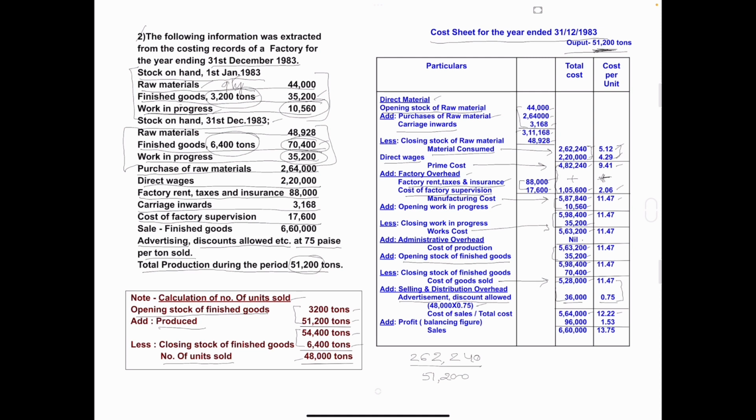In every problem, either they will give you information related to profit or information related to sales. In this problem, they have given information related to sales. See, sale of finished goods is 6,60,000. See in the problem, sale of finished goods is 6,60,000. So this is the sales amount. First we have to write the sales amount, that is 6,60,000.